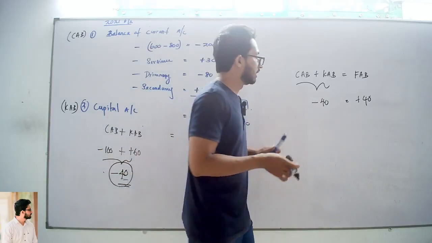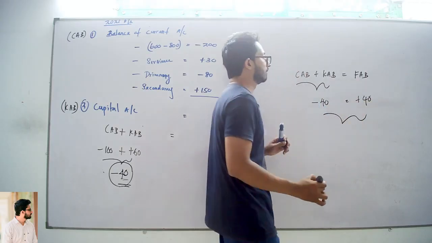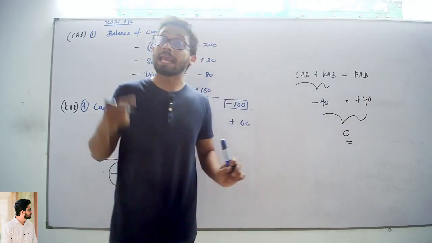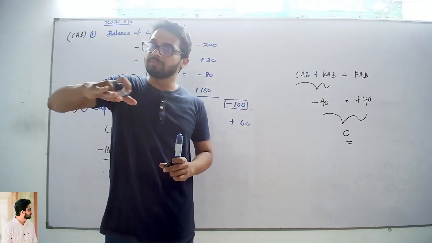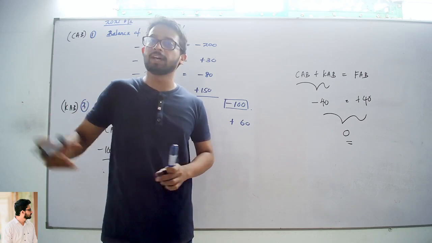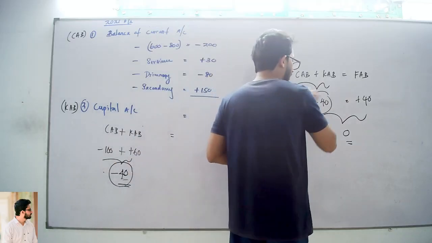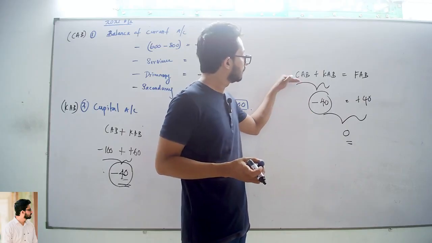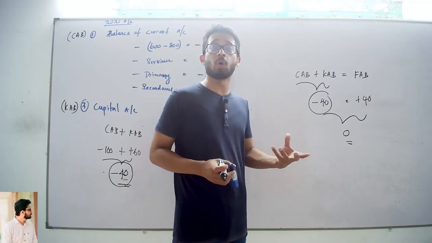And if you add this balance and the financial account balance, the final answer should be 0. That's why it's called the balance of payments. Credit values and debit values cancel off and the final value should be 0. Here it is minus 40. If there is a minus 40 in the balance of current and capital accounts, the financial account balance should be plus 40.